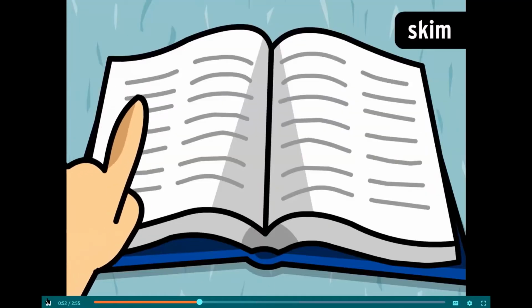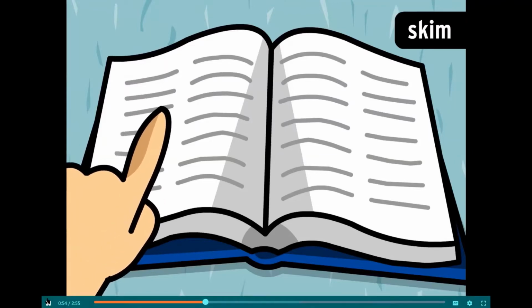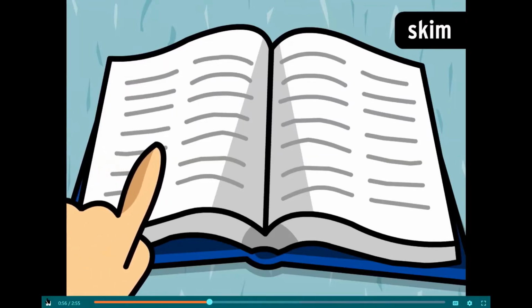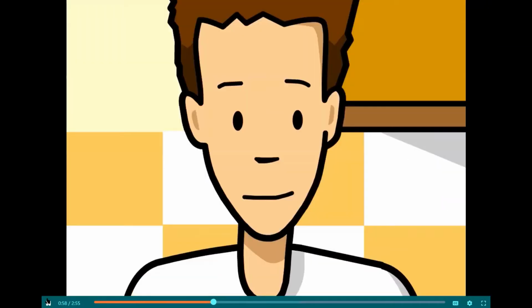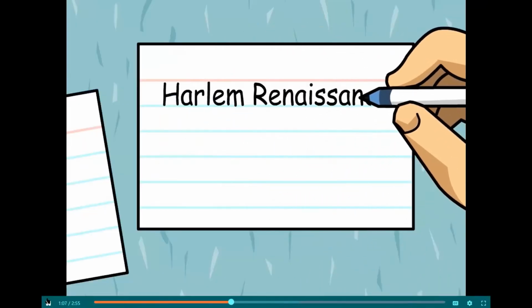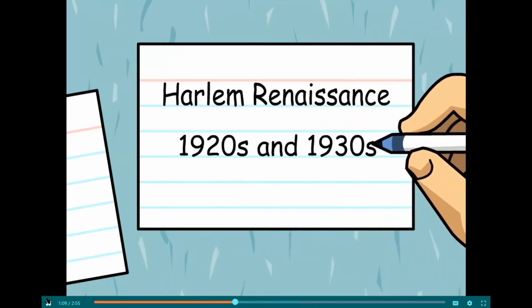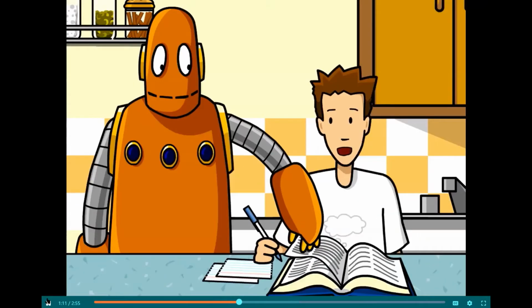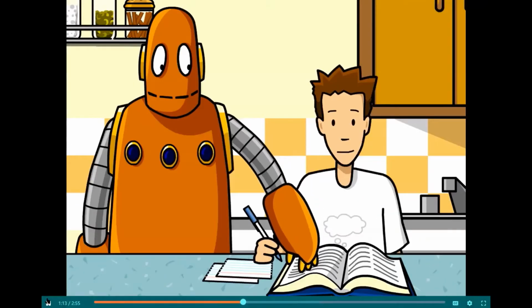You can skim or quickly look over what you're reading to get an overall impression. Pay attention to section headings and words in bold. Let's see, writers of the Harlem Renaissance, Langston Hughes. Hey, I've read some of his writing. Take notes while you read. Use note cards or a notebook to write down important ideas. Hang on a sec. Take your time.